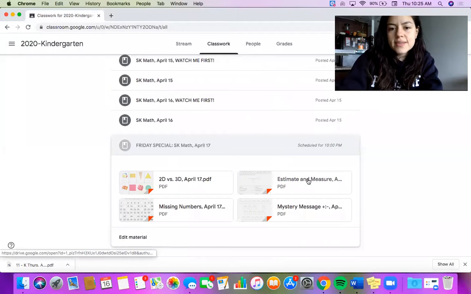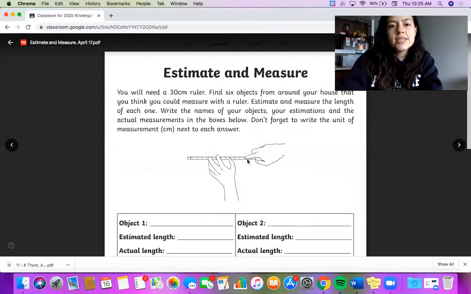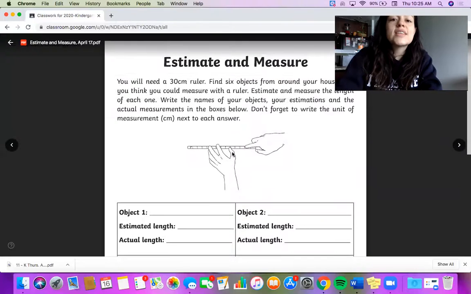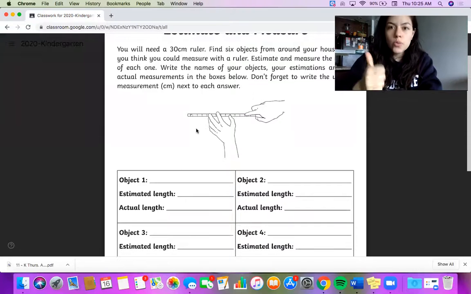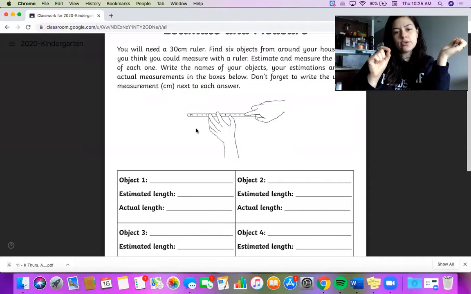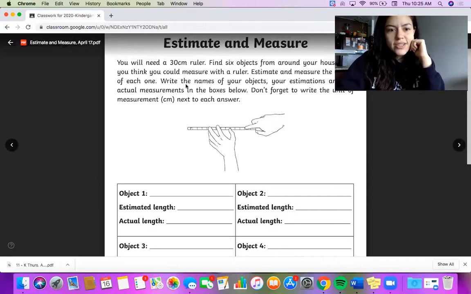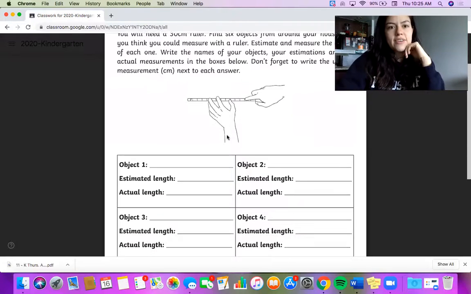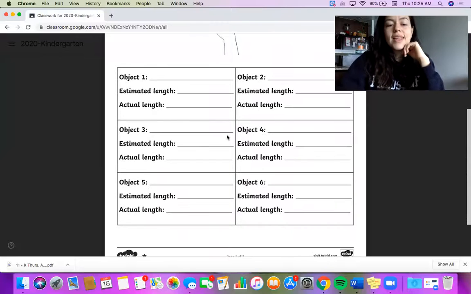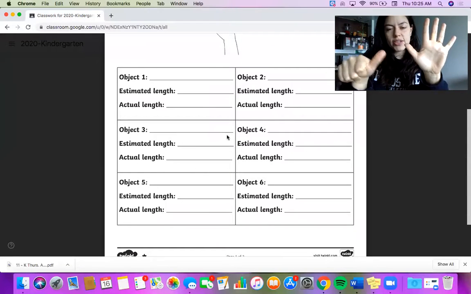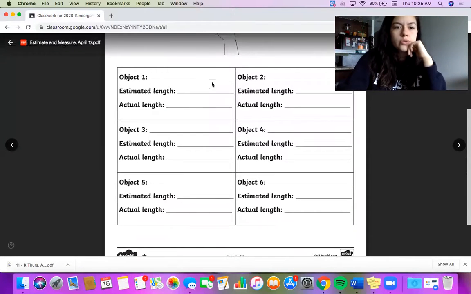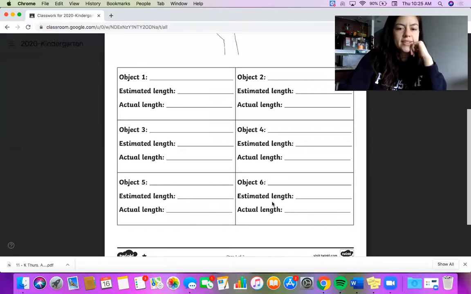The next file is about estimation and measuring. So this is the unit that we're currently working on right now, but we're actually almost finished this unit. So for this, you will need a ruler that shows centimeters. Of course, if your ruler only shows inches, that's fine as well. Inches or centimeters is fine for this activity. So what you need to do is find 6 objects in your house. Object 1, 2, 3, 4, 5, and 6.